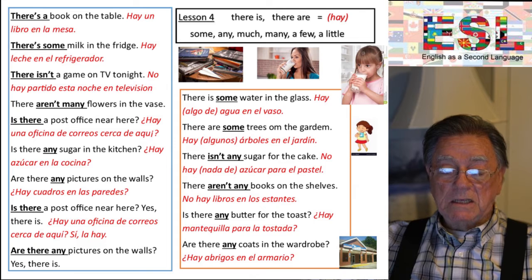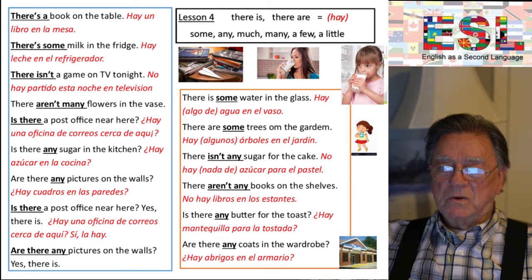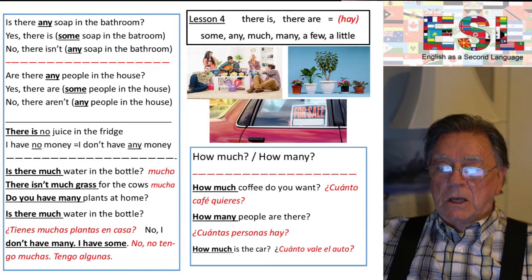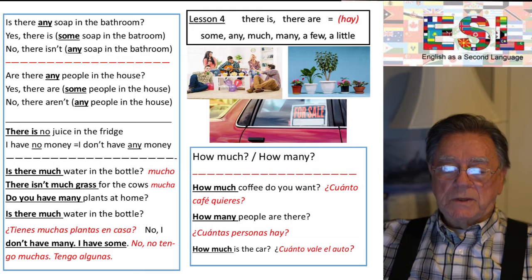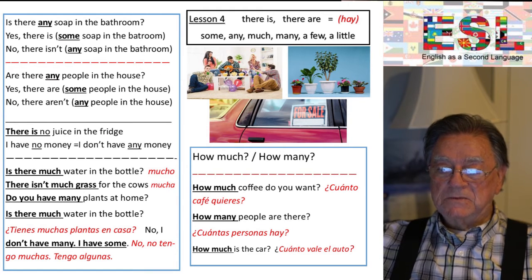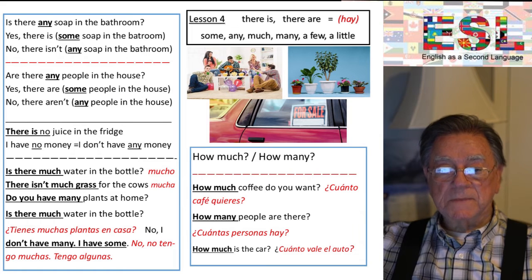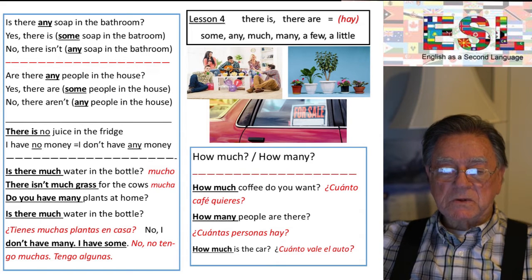Is there any, much, many, a few, a little. All right, we'll go on to the next page. On the next page, we have still lesson 4, and we're still dealing with there is, there are, some, any, much, many, a few, a little. And then we start with a question.